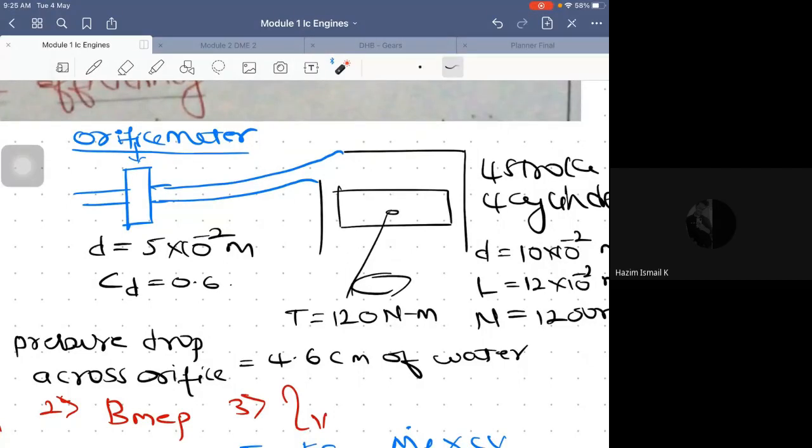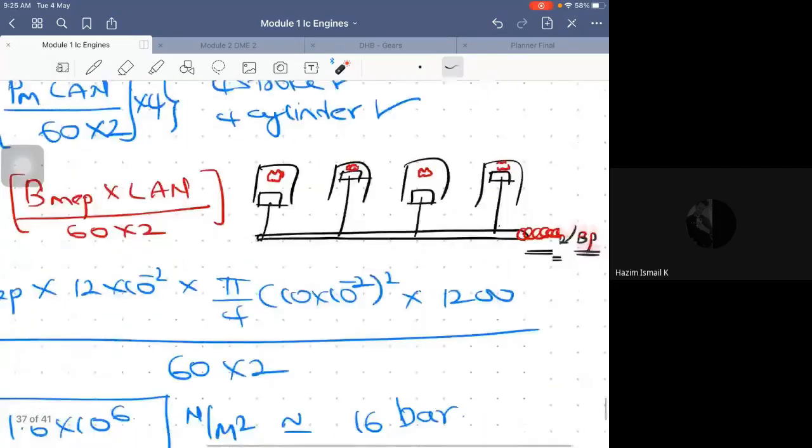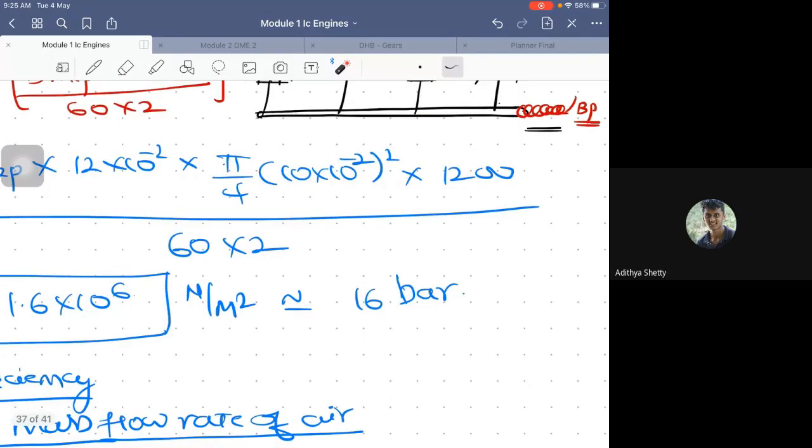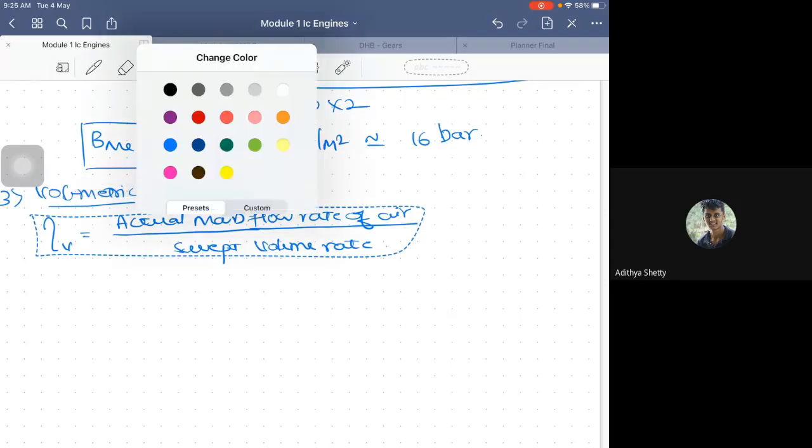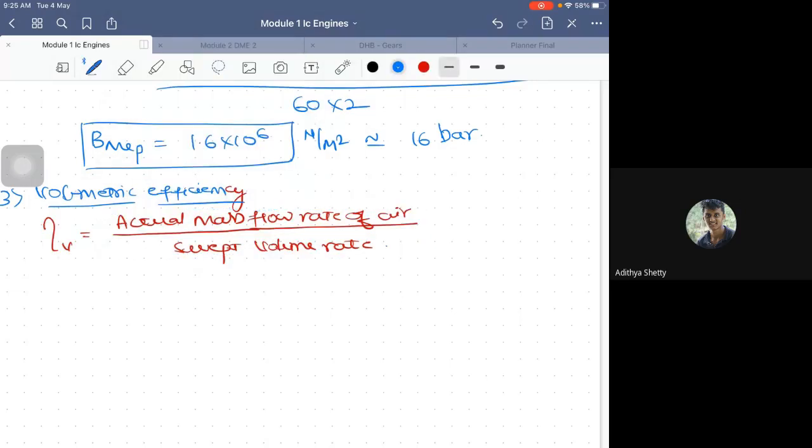Understood? Yes or no? Just give the response. Yes, sir. Okay. So it is the actual flow rate of air divided by swept volume rate, and you have to remember this. What I would do is change this whole thing into red color so that you can remember it. It's a new thing in the problem, no? Next, there are two parameters: one actual flow rate, one swept volume flow rate. How do you calculate these two is my question. First one is swept volume flow rate.